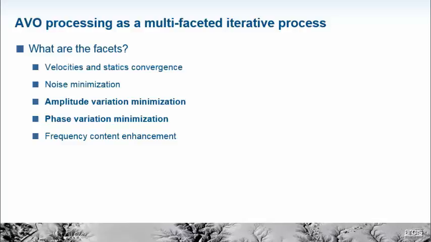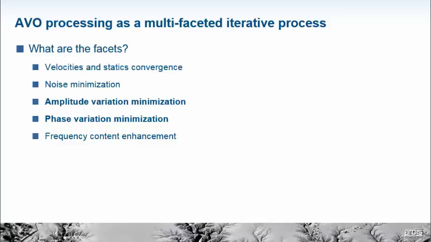To be a little more specific, this first facet, converging the velocities and the statics, you can't really do that well unless you beat down the noise. On the other hand, minimizing noise requires good statics and velocities for optimal performance of some of the algorithms. Minimizing amplitude variation, to do that properly, you need to have the noise beaten down as much as possible. The same goes for minimizing the phase using existing algorithms, and so on.